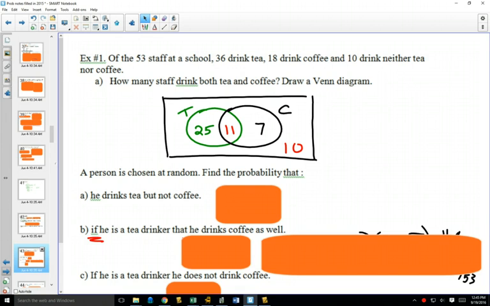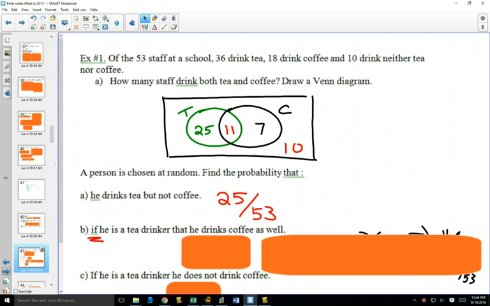Or maybe you think there's supposed to be 43 left in the middle. I know that my entire green circle for the tea drinkers is 36. So in order to add up to 43, that means that this number here in black has to be 7, because 36 plus 7 makes the 43. And then you could figure out the rest of the values after that. So, simple probability. Person's chosen at random. Person drinks tea but not coffee. Well, out of the 53, what number would that be? The 25. That is not conditional probability. That is just a regular probability question.